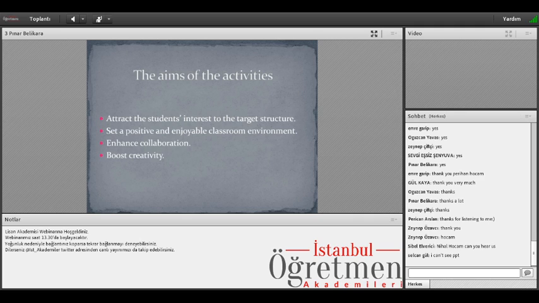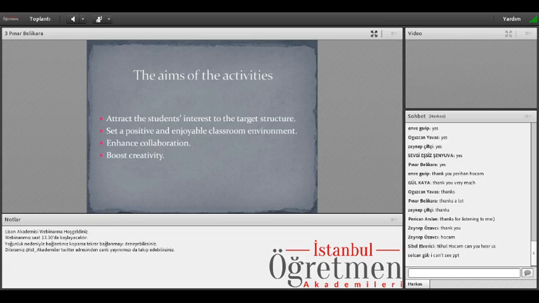And our aims were to attract the students' attention to the target structures. Last week we talked about simple past tense as a grammar topic, and we always do communicative exercises. So we had two activities for this work, and the first of all were about the grammar topic. I mean the past simple.